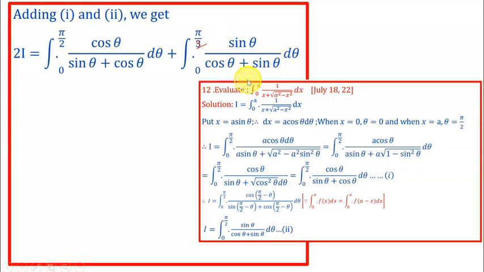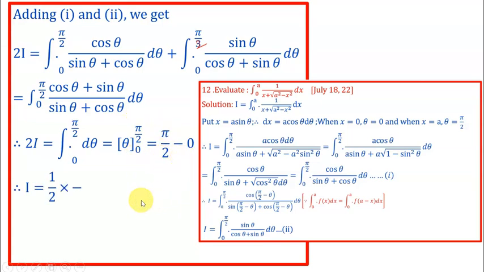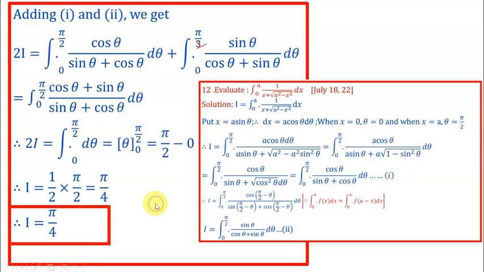Both of them have the same denominator. Therefore, we will add: integral 0 to pi by 2 cos theta plus sin theta upon sin theta plus cos theta. Numerator and denominator are both the same. Therefore, 2I is equal to integral 0 to pi by 2 d theta. Integral of d theta is theta. Upper limit is pi by 2, lower limit is 0. Therefore, pi by 2 minus 0. And hence, 2I is equal to pi by 2. Therefore, I is equal to 1 upon 2 into pi by 2. And hence, I is equal to pi by 4. And this is the answer.